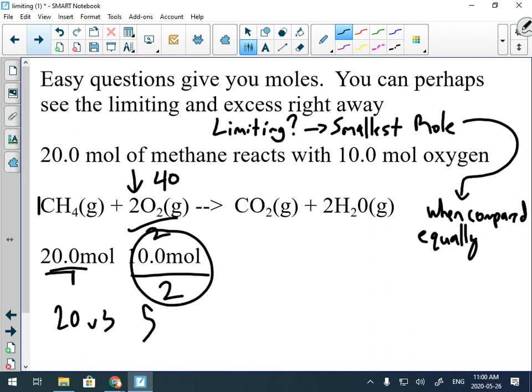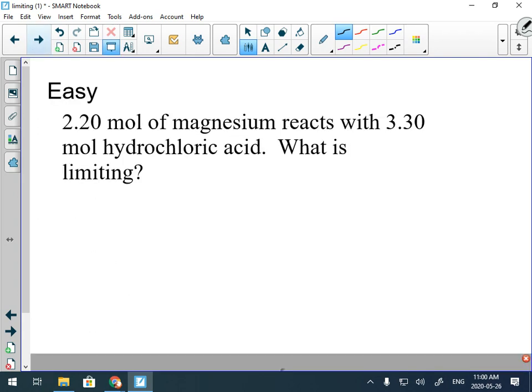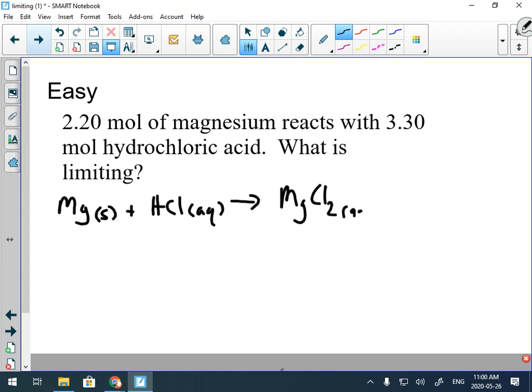Okay, let's try another one. Here we have 2.2 moles of magnesium reacting with 3.3 moles of hydrochloric acid. What's the limiting reagent? So we have magnesium solid plus hydrochloric acid. This is a single replacement. We get magnesium chloride and hydrogen gas, and then we have to double the hydrochloric acid to balance it. So we have 2.2 moles of magnesium and 3.3 moles of hydrochloric acid.